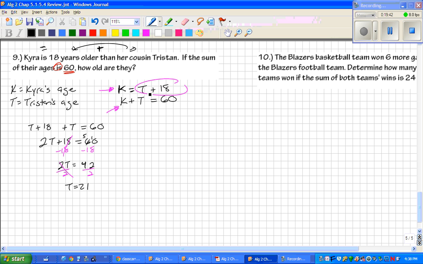And now to find K, we use the top equation. K equals 21 plus 18. K equals 39. Okay, so our final answer would be that Kira is 39 years old, and Tristan is 21 years old.